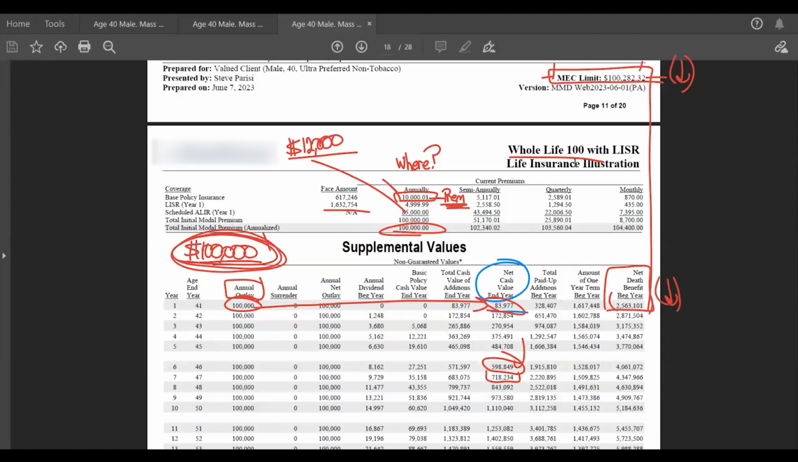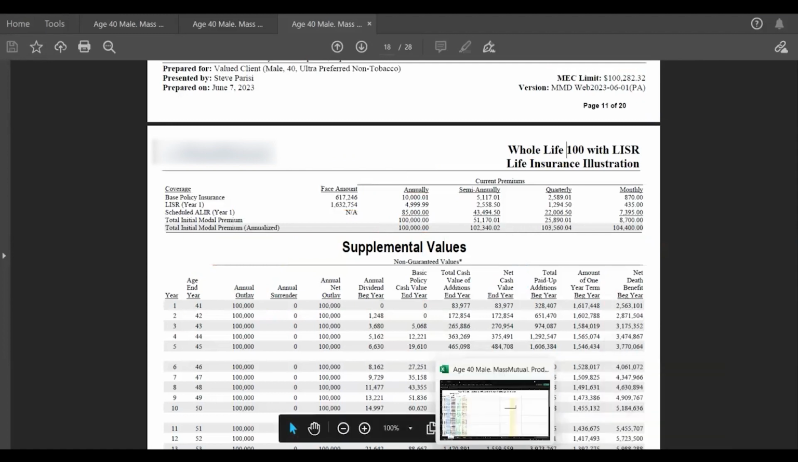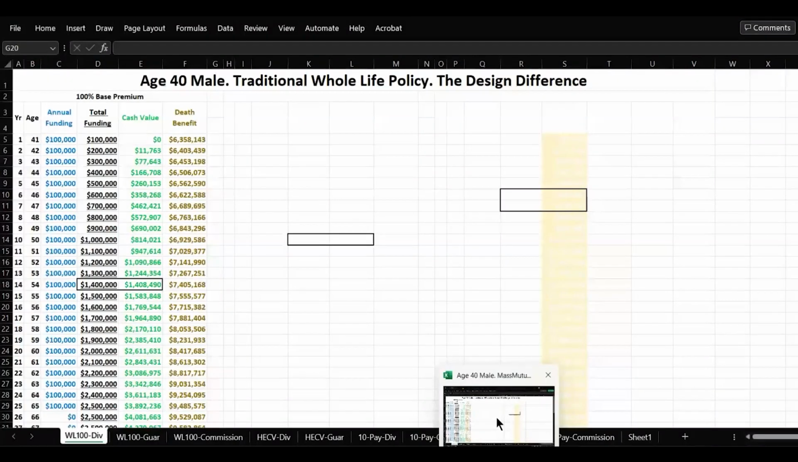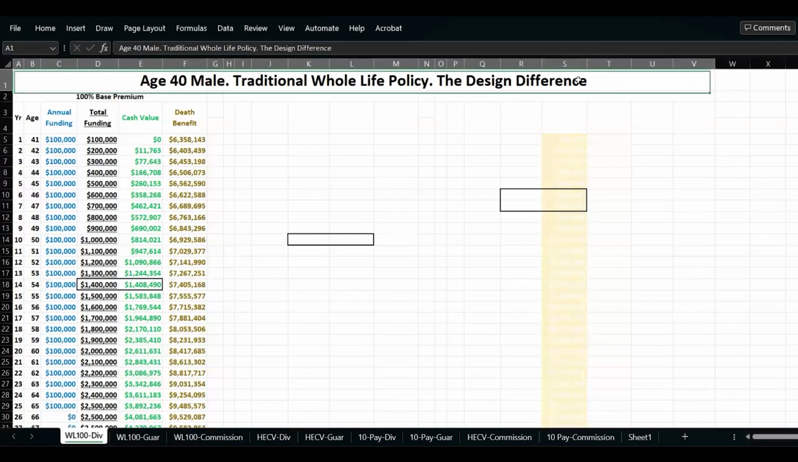Let's look at a side-by-side comparison. And then we'll also look at the guaranteed values. Interesting stuff, but this helps people so much when they're trying to get things right and set that policy up for maximum cash value. So on the left, you've got the 100% base premium.